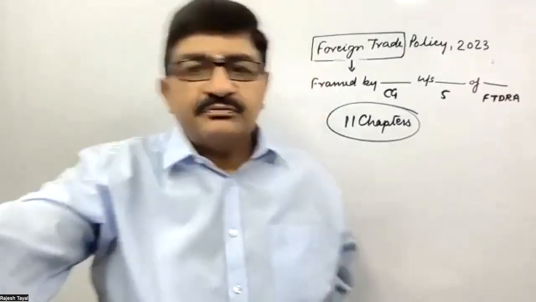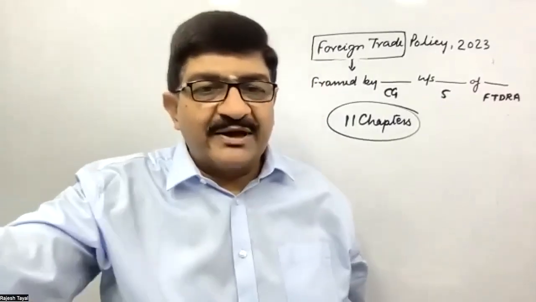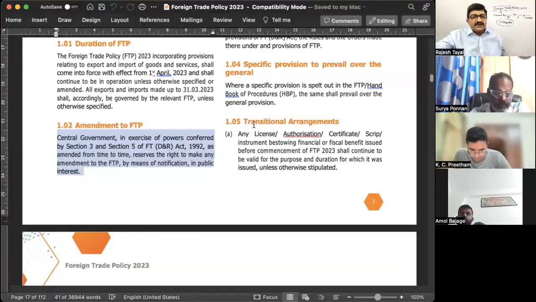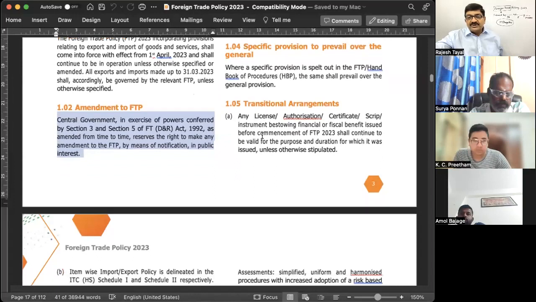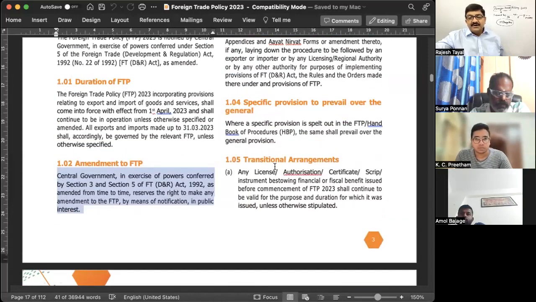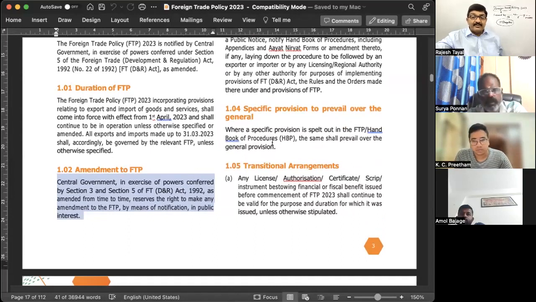Okay. So taking you back to the policy again. So point number 2 is clear. Who's having authority to amend? The exclusive right to amend the policy is vested with the central government, and any amendment can be brought in only by issue of a notification in the official gazette, and every amendment has to be in the public interest only.